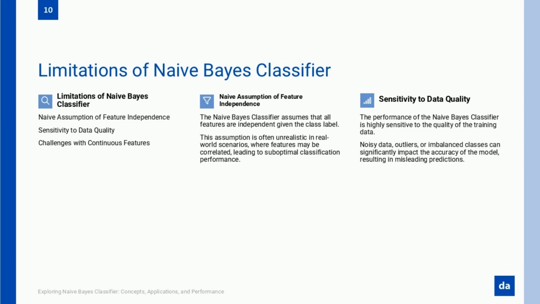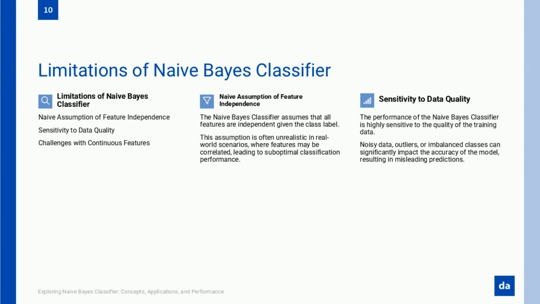The algorithm assumes that all features are independent of each other, given the class label. In real-world scenarios, however, features are often correlated. For instance, in a medical diagnosis task, symptoms like fever and fatigue are rarely independent. They're typically linked through an underlying condition. When these dependencies exist, the independence assumption can lead to suboptimal predictions, as the model cannot capture the interplay between features.